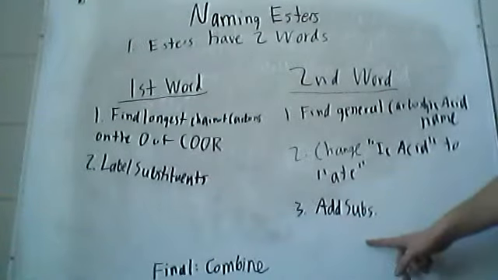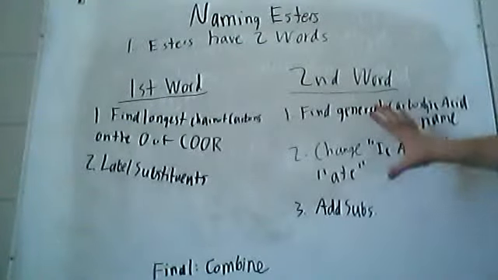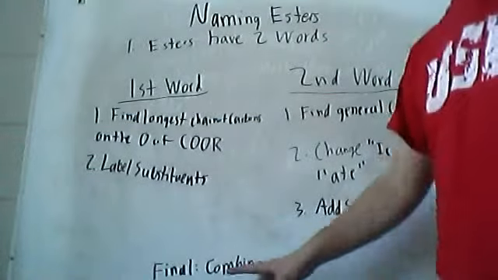So say we had methanoic acid, we would have methanoate. If we had propanoic acid, we would have propanoate. And then we'll add our substituents after that, and then that will be this word. And then at the end, we'll just combine the words together.